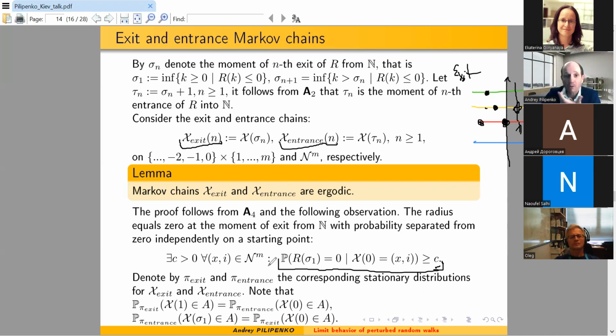And it can be seen that, well, you have ergodicity, you have a stationary distribution for the exit random walk and for the entrance random walk. It can be seen that this relation holds for the stationary distribution of the exit random walk and entrance random walk. So if you enter, and then you wait until the first time when you exit, then X of sigma one is here. So it's the same probability as if you take the stationary distribution of this exit random walk.